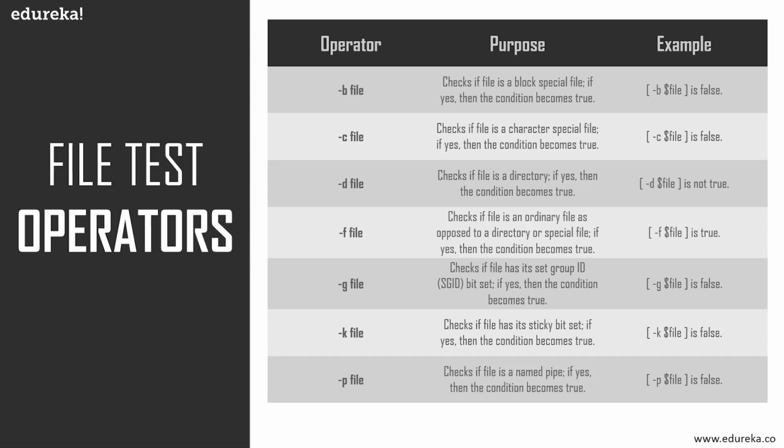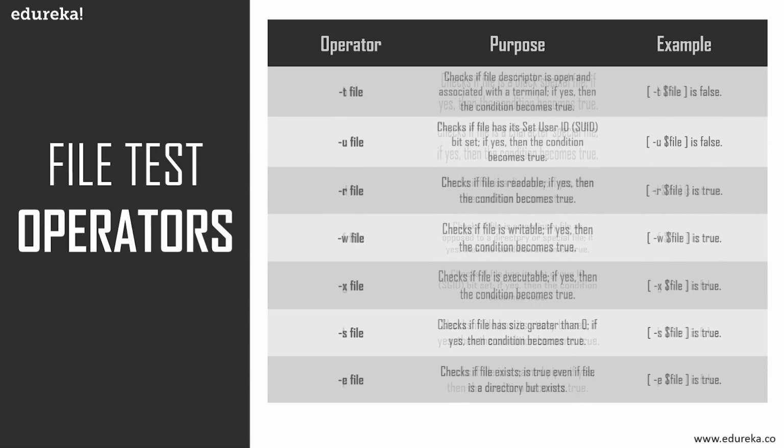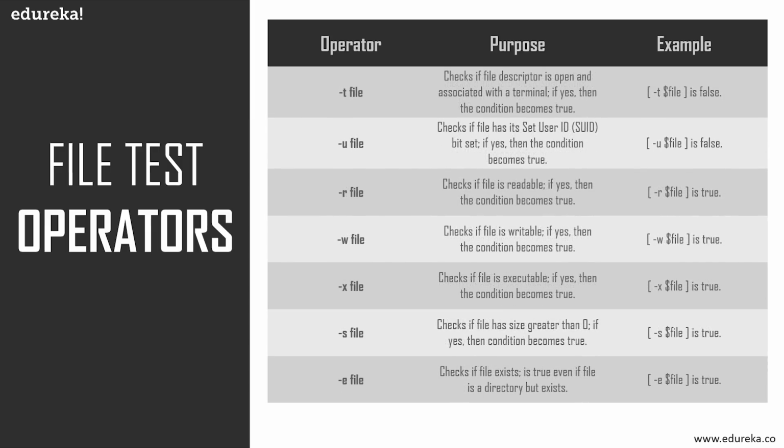-k, which has its sticky bit set. -p, which is a named pipe. -t, which checks if it's associated with the terminal. -u has its set user ID. R is readable, W is writable, and X is executable, which we had discussed before. Then you have S with a size greater than 0, and E if the file exists.